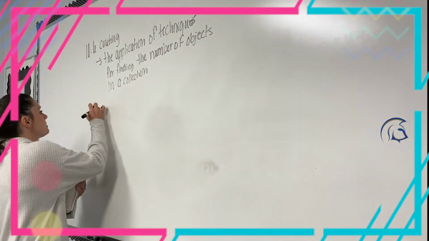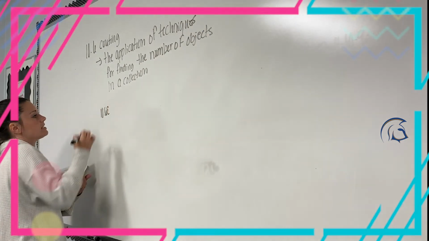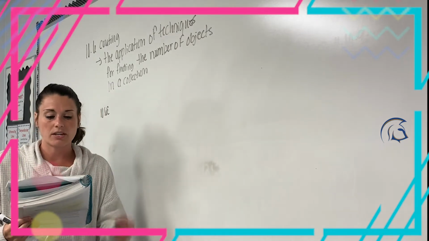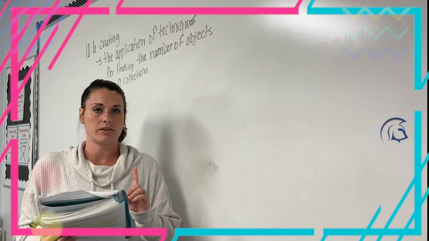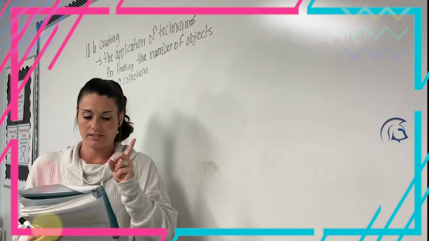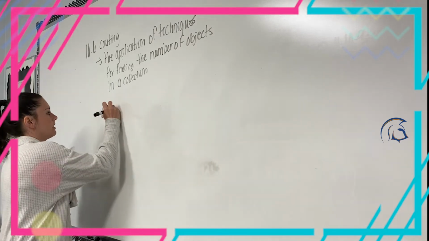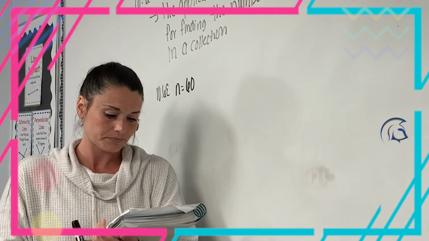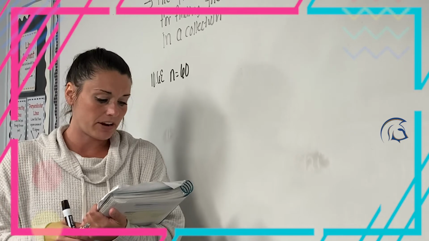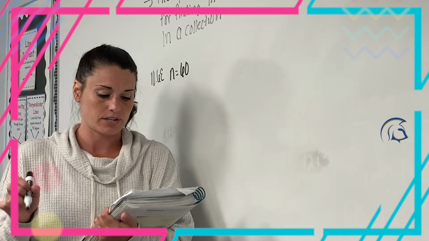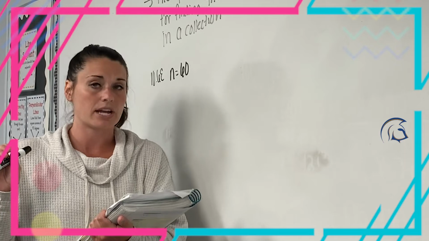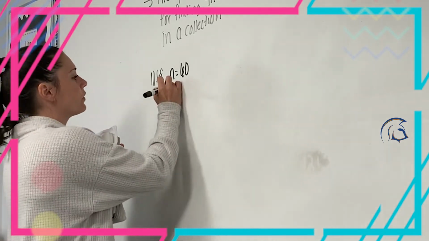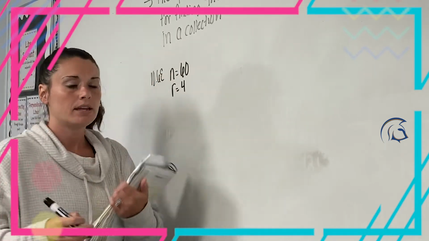Look at 10.6e, okay? 10.6e is an example of a permutation word problem. It says the senior class at Westwood High has 60 students. Okay, 60 students. That is going to be our n. That is the total amount of students in the senior class. All right. And the class is preparing to select 4 class officers: president, vice president, treasurer, and secretary. Okay, 4 class officers. That's going to be our r, okay?